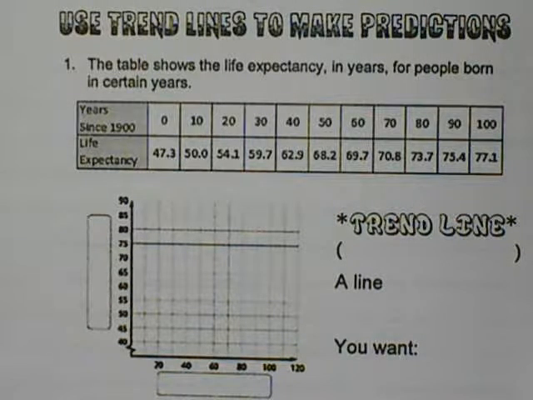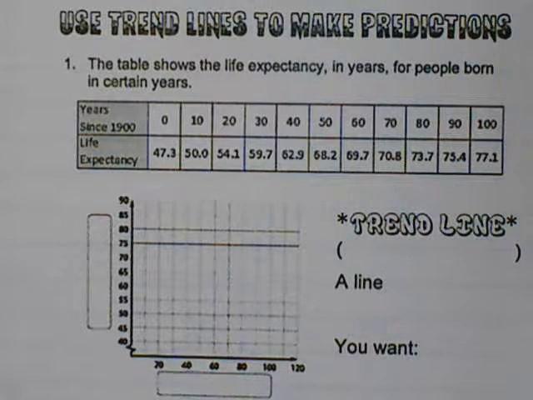Use trend lines to make predictions. So we're continuing with the scatter plots from yesterday, but now we're going to draw a general trend line through our scatter plot in order to pull data and make estimations, conjectures, predictions about possible outcomes.